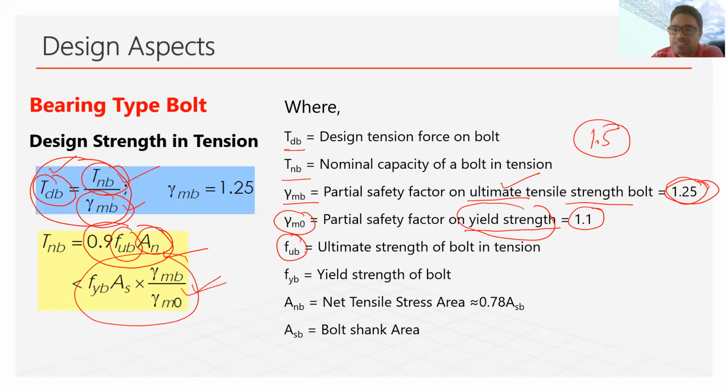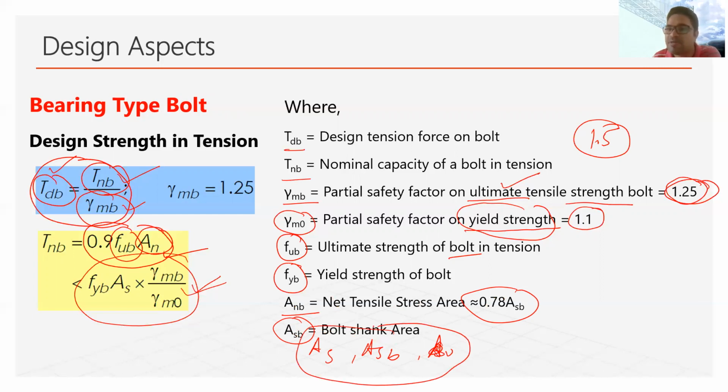Then FUB is the ultimate strength of the bolt. We can determine this value if we know the grade of the bolt. So we will be able to understand the FUB. FYB can also be determined. Then ANB is the net tensile area, which is around 0.78 times ASB, and ASB is the bolt shank area. Sometimes in some places this value may be shown as AS or ASB or AV. All these things are the same. So the notation may be different in different places.